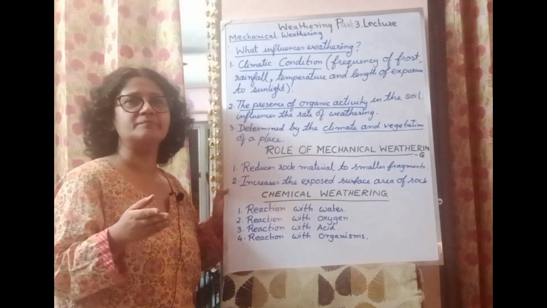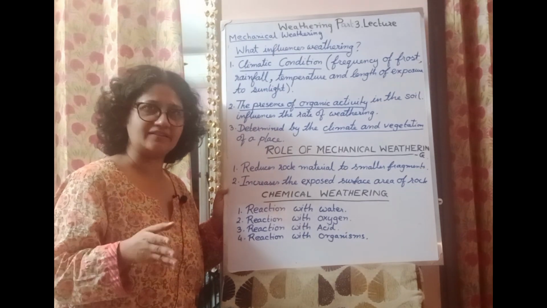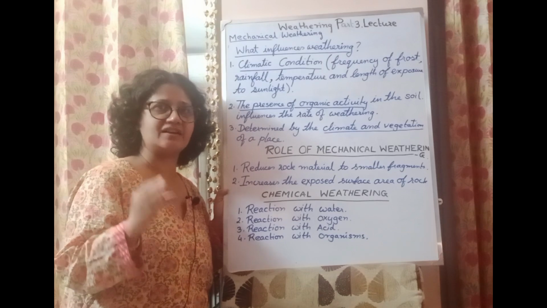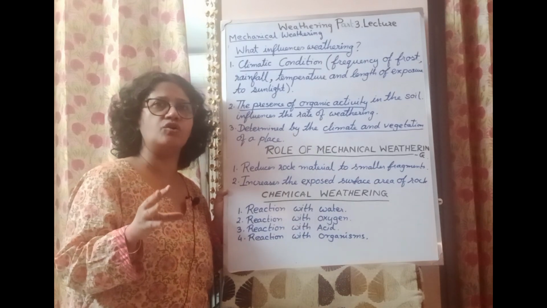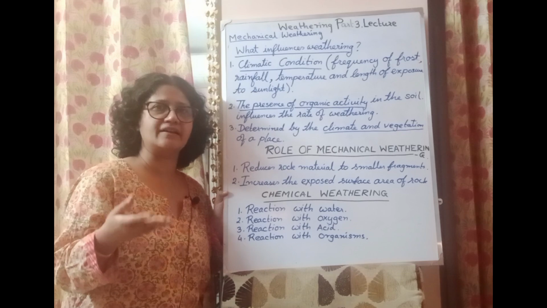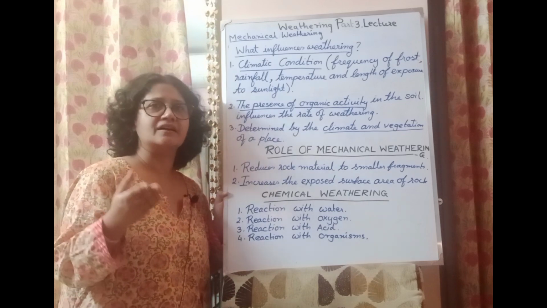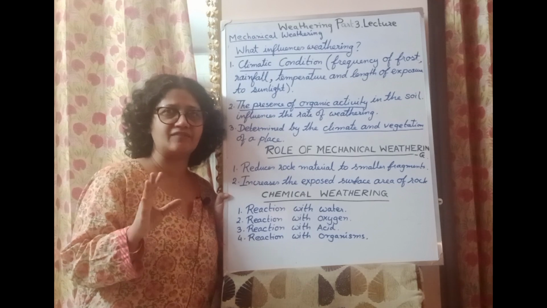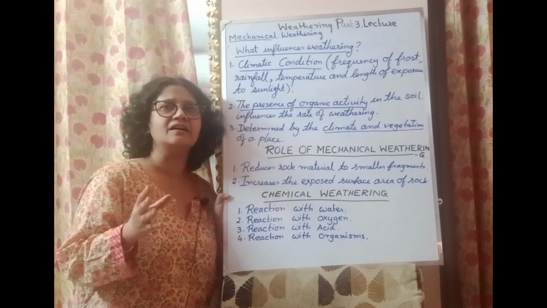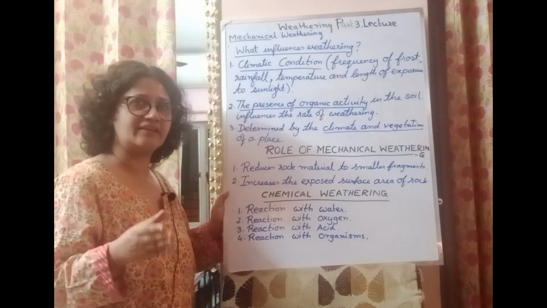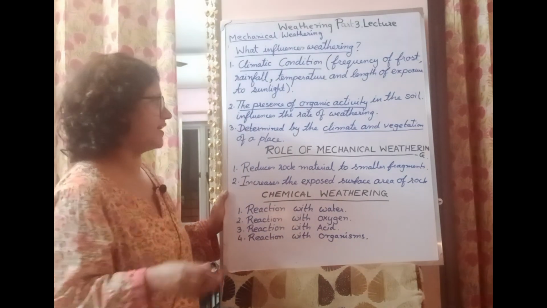Third, it is determined by the climate and vegetation of the area. In an area which has less vegetation, very few trees and plants, the activities of weathering take place very fast. In a climate which is arid in nature, very desert-like areas, the weathering activities also take place very fast.